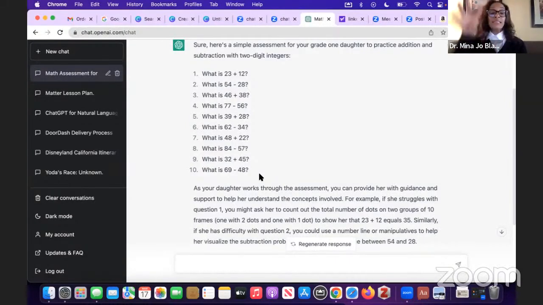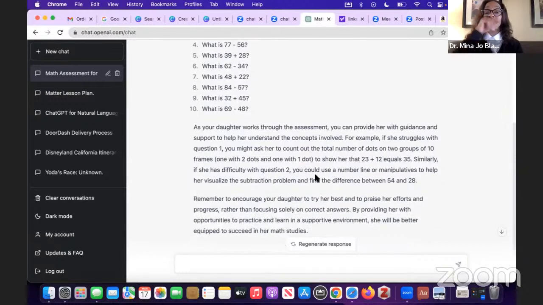And then it says, as your daughter works through the assessment, you can provide her guidance and support to help her understand the concepts involved. Now, this is not necessarily what I wanted, but let's see what it says more. For example, if she struggles with question 1, you might ask her to count. Oh, it's giving me instructions to help her. I wasn't clear. You might ask her to count out the number of dots on 2 groups of 10 frames. Okay, so we're talking about using strategies like manipulatives, but using paper maybe. 1 with 2 dots, 1 with 1 dot. Show her 23 plus 12 equals 35.